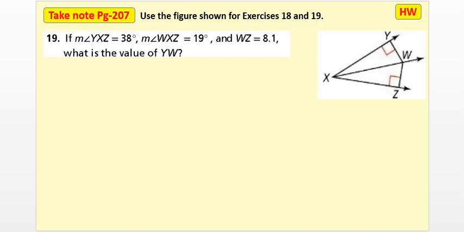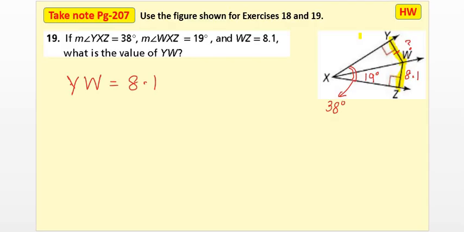Next, we have another homework question. Again, solve it on your own, then play the video to check your answer. Here is the answer. WY, or YW, will be the same as 8.1, because this is the case of the angle bisector. If you go from any point on the angle bisector to one side or to the other side, it will be the same measurement.